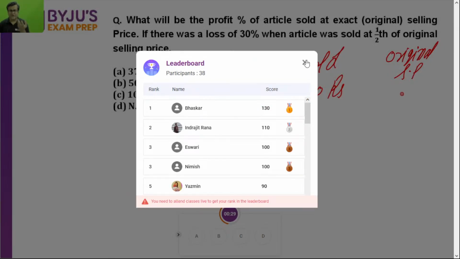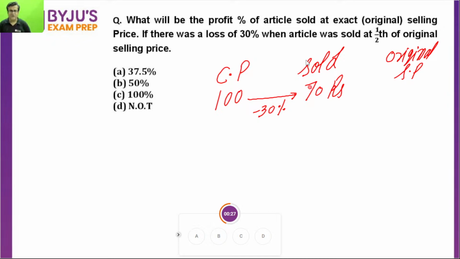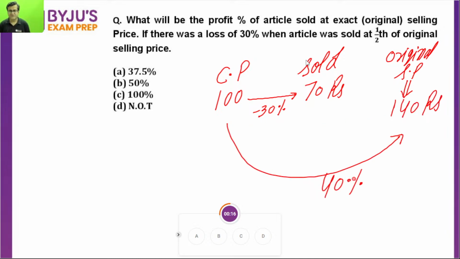This is great. Article sold at 30% loss. A 100 rupees article sold at 70, obviously 30% loss. So it was sold at 1/2 of the original selling price. So 1/2 is 70, so the original will be 140. So a 100 rupees article, if sold at the original, there will be a profit of 40%.